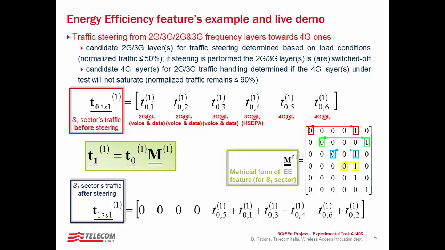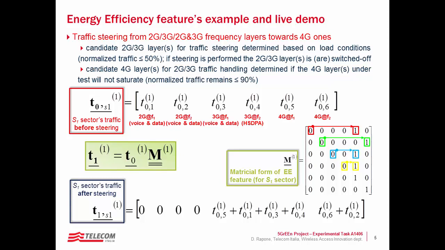Here's an exemplary energy efficiency feature in which traffic in charge of frequency layers of either 2G, 3G, or both is steered towards the 4G frequency layers, and consequently there is a switch off of the steered layers. Candidate layers for steering are identified according to load conditions by comparing their traffic to a predefined threshold. 4G layers able to manage the original 2G, 3G traffic are chosen in such a way that they will not saturate their capacity after traffic steering.